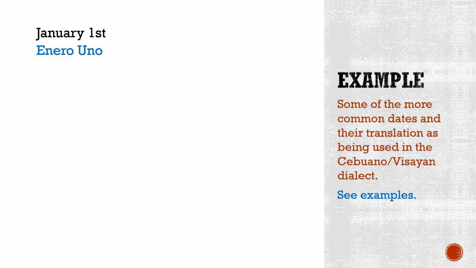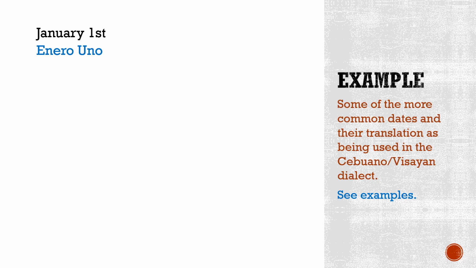Now, if you recall, there were two forms of translating the numbers. The first one was in the Spanish translation. Uno, dos, tres, cuatro, cinco, and so on. And the other one is the typical Visayan translation. Usa, duha, tulo, opat, lima. So you can always review the previous tutorial that we've had on numbers.